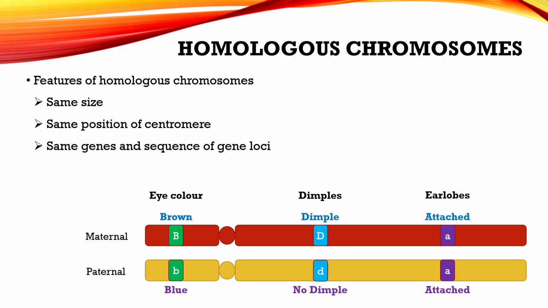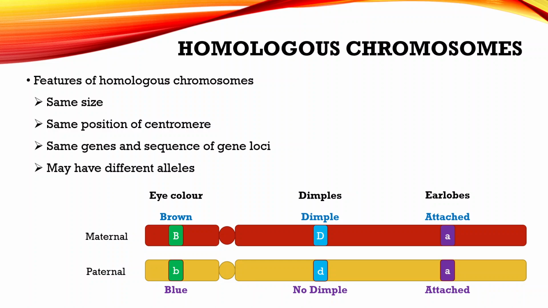So when you have, say, the gene for eye color on the left of the maternal chromosome, you should also find it at roughly the same position on the paternal chromosome. And the sequence of the gene loci is the same. So it will be eye color, dimples, earlobe, or gene B, gene D, gene A. The other chromosome would follow the same sequence, B, D, A. It cannot be B, A, D, for example, that would be bad.